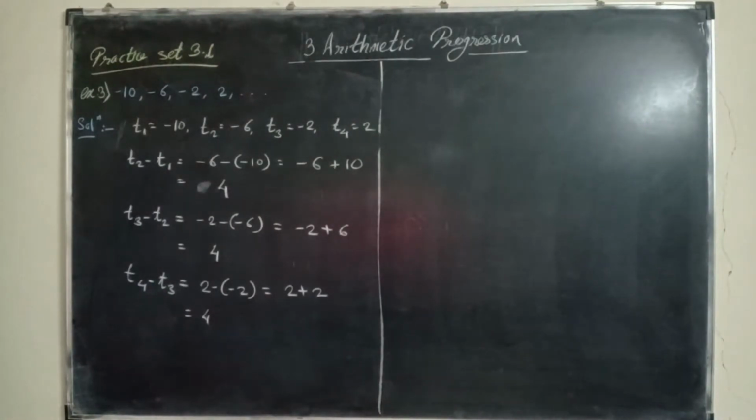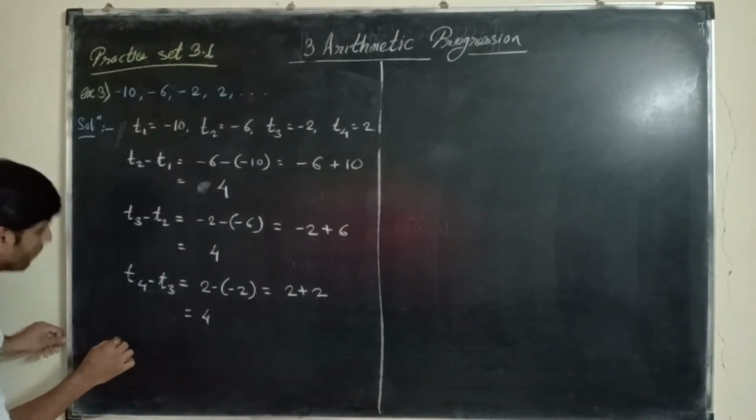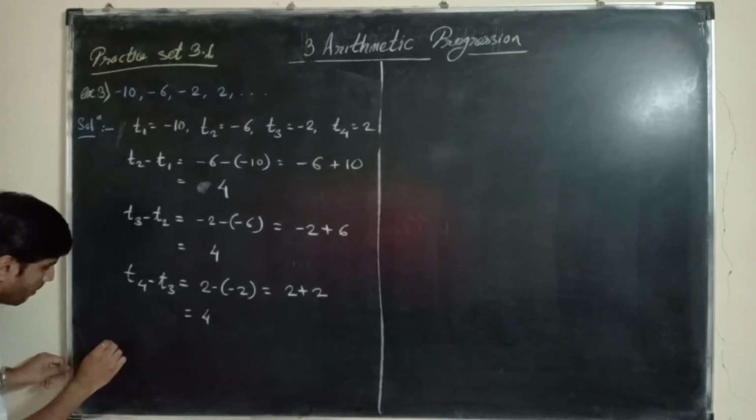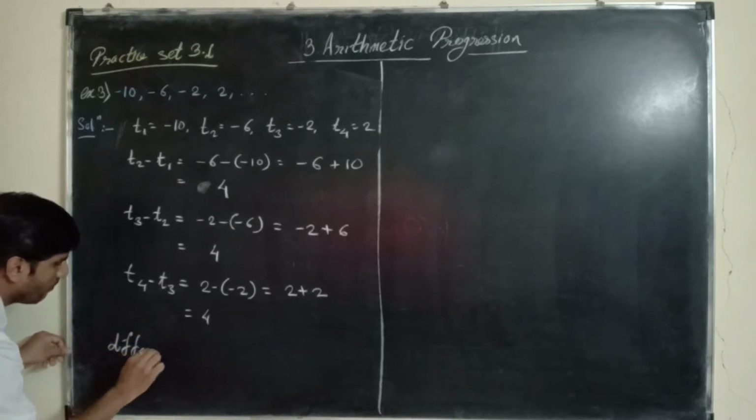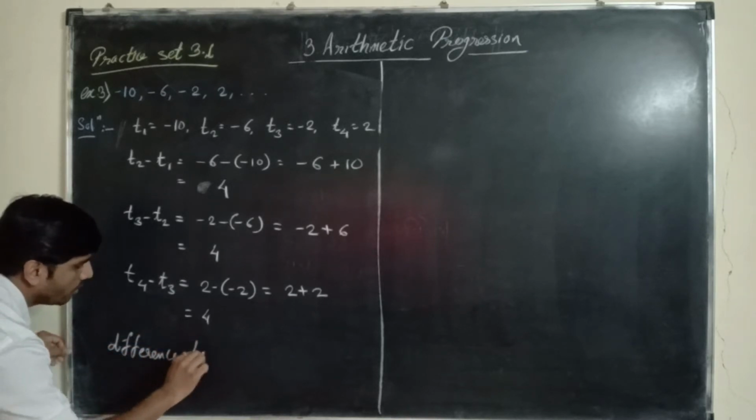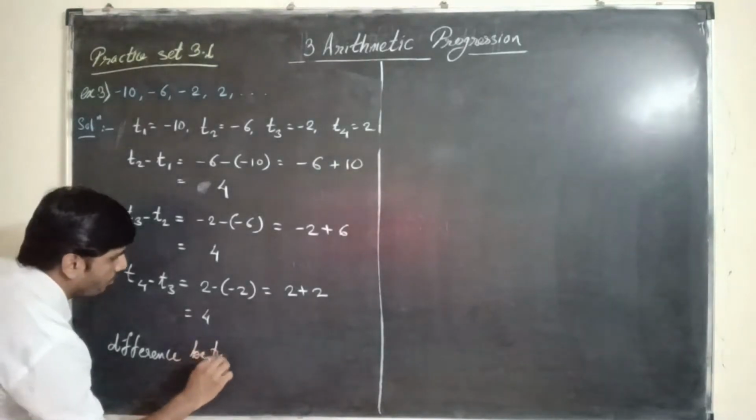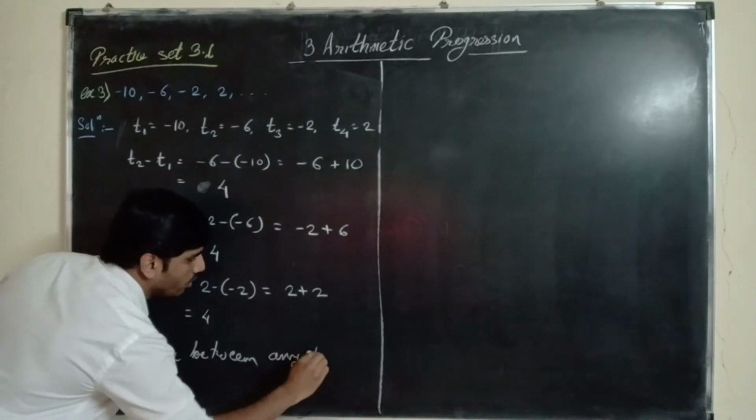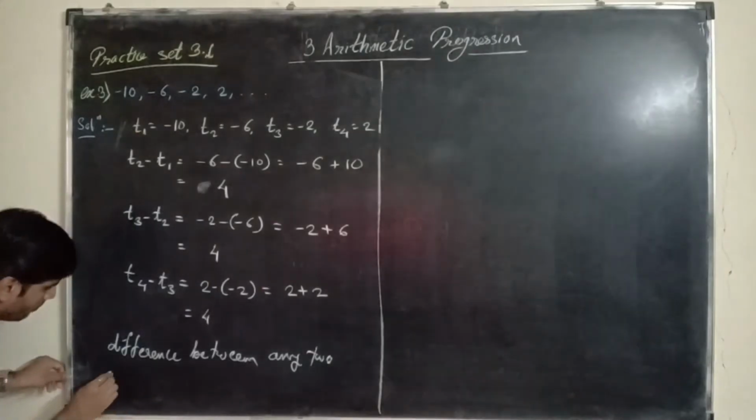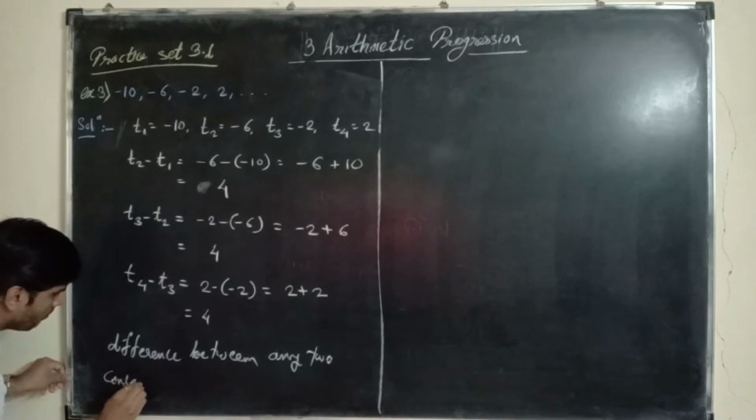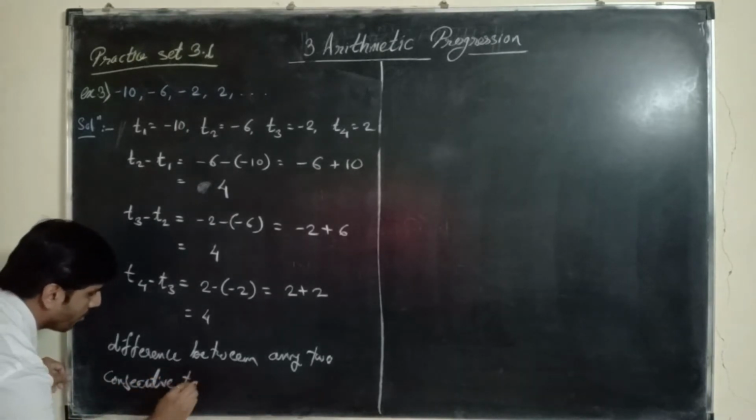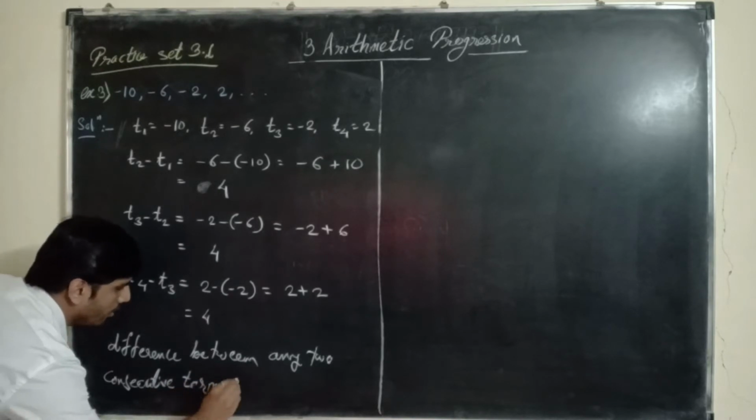Therefore, the common difference is 4, as the difference between any two consecutive terms is constant.